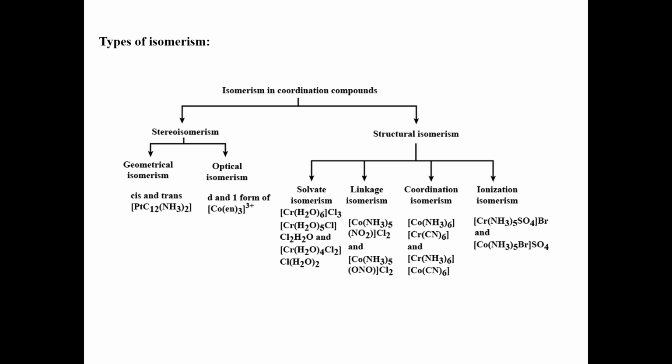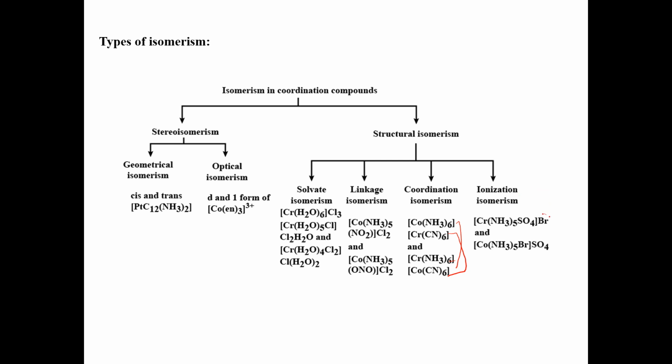Linkage isomerism is related to the connecting atom. Coordination isomerism is related to the coordination number. The ligand may be different, but the oxidation number is the same, and the metal can also be different. So you can see here, these are the coordination isomers.